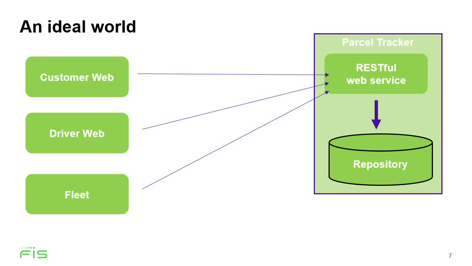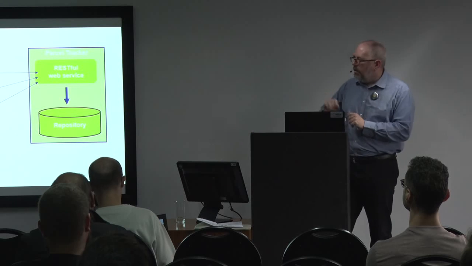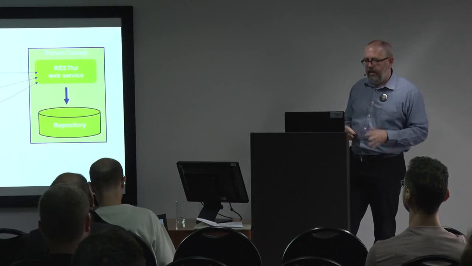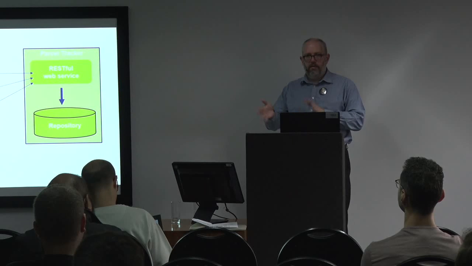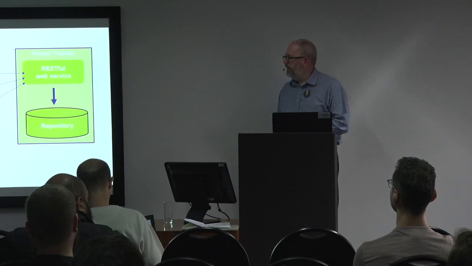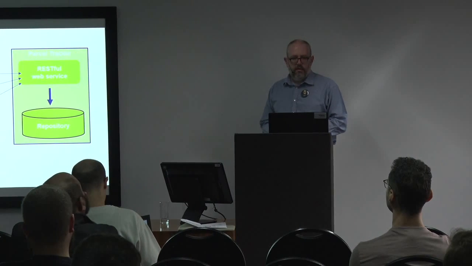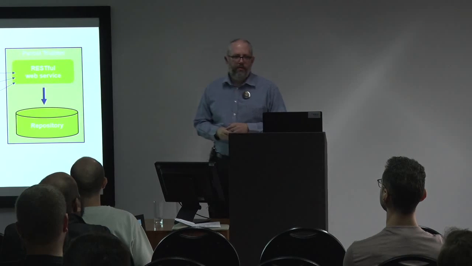What you do is you have a RESTful web service sitting in your application, and the data is pushed to you when someone creates an order on the customer web. That is sent to you on the driver app when a delivery happens. You get a bit of data to say a delivery happened, and on the fleet system, as you get real-time updates of van locations, they are sent to you, and it all pumps into a RESTful web interface.